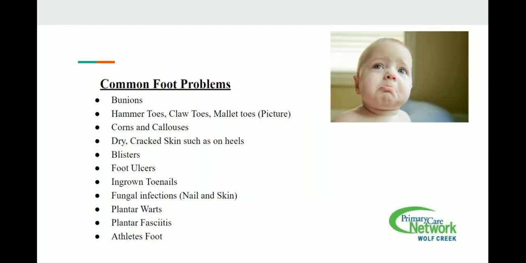Here is a list of common foot problems that you've probably heard of. Maybe you struggle with some of these. Bunions, hammer toes, claw toes, mallet toes, corns and calluses, dry, cracked skin such as on the heels maybe, blisters, foot ulcers, ingrown toenails, fungal infections on the nail and the skin, plantar warts, plantar fasciitis, athlete's foot.